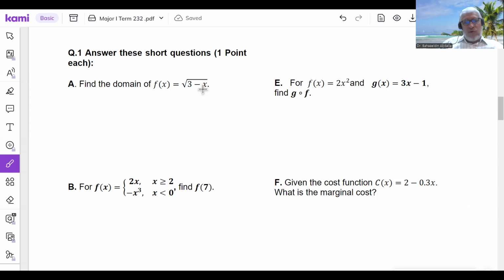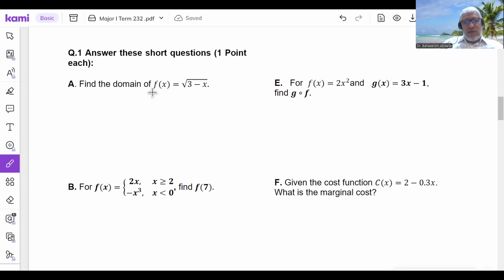Well, whenever we have a square root, the domain represents all possible values of x. So what can you replace x with would be the domain. So for example, if you can find f of 1, f of 1 would be square root of 3 minus 1, square root of 2. There is no problem with that. So 1 is in the domain.